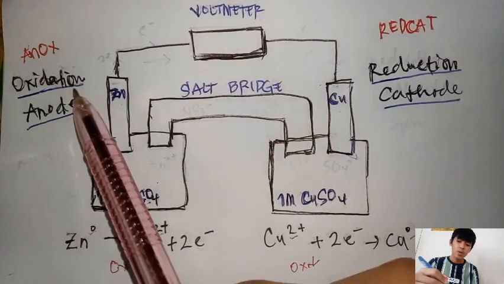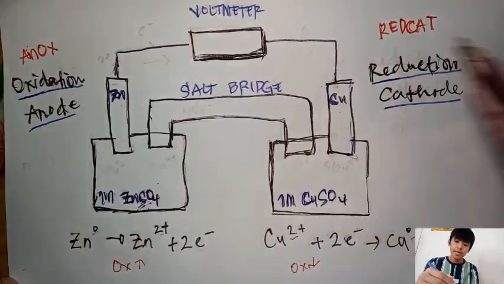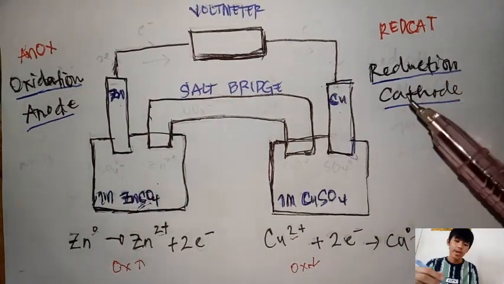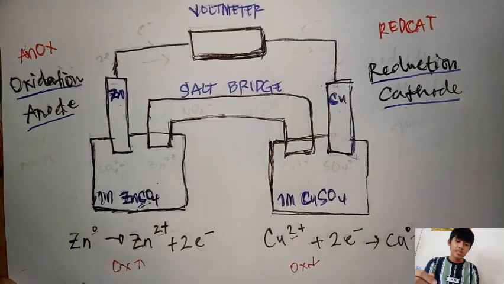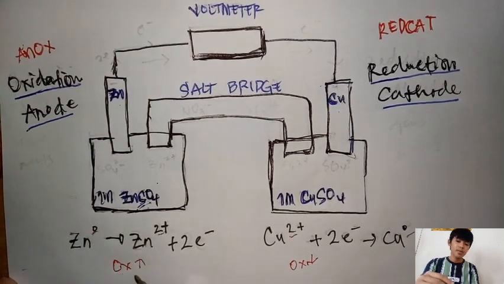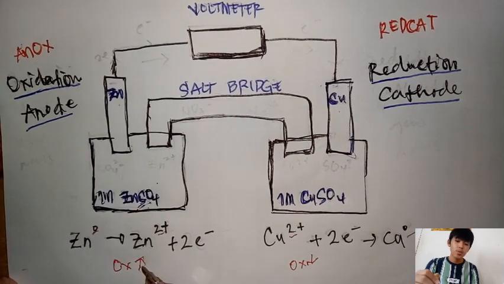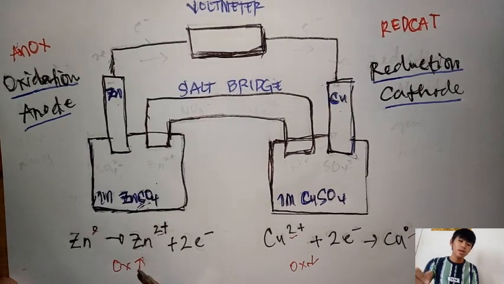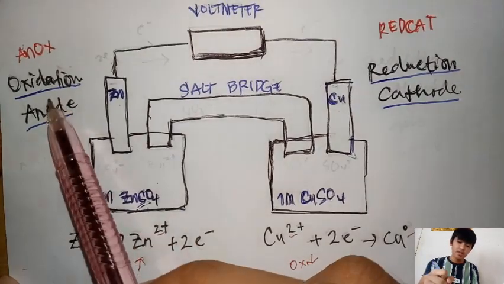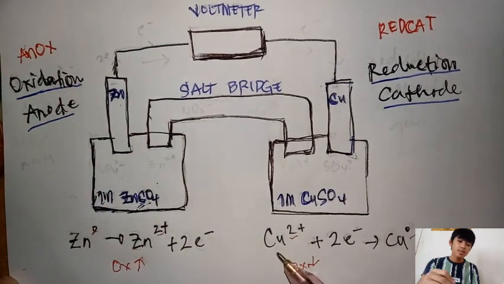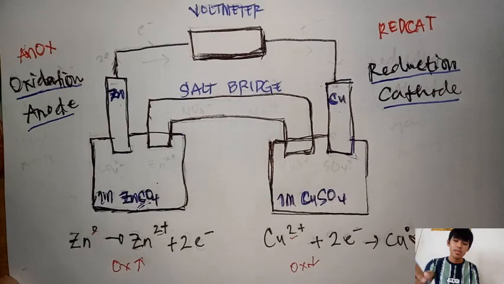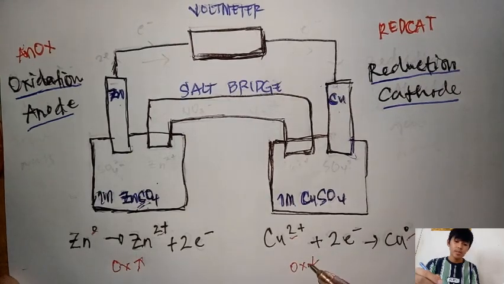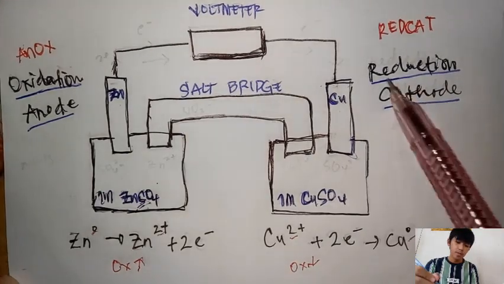Oxidation is basically the loss of electrons, whereas reduction is the gain of electrons. To determine this, let's just look at the oxidation number of the element. In the zinc metal, it went from 0 to 2+. So there is an increase in oxidation number. Every time there is an increase in oxidation number, it's undergoing oxidation. Whereas in the case of copper, it goes from 2+ to 0. So the oxidation number decreases, so it's undergoing reduction.